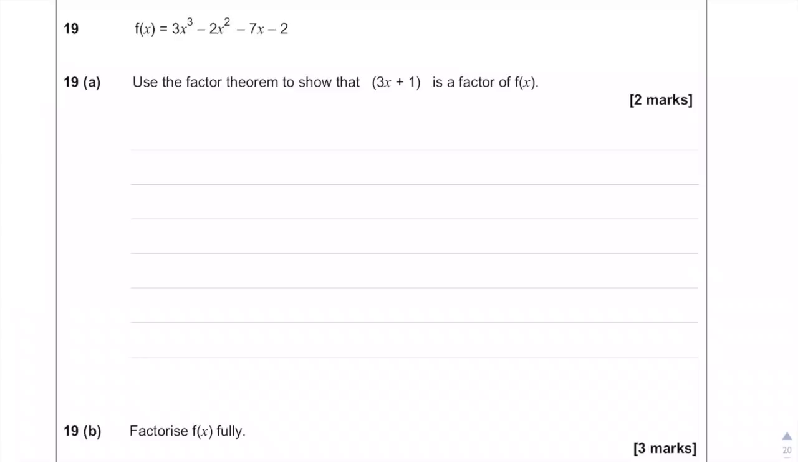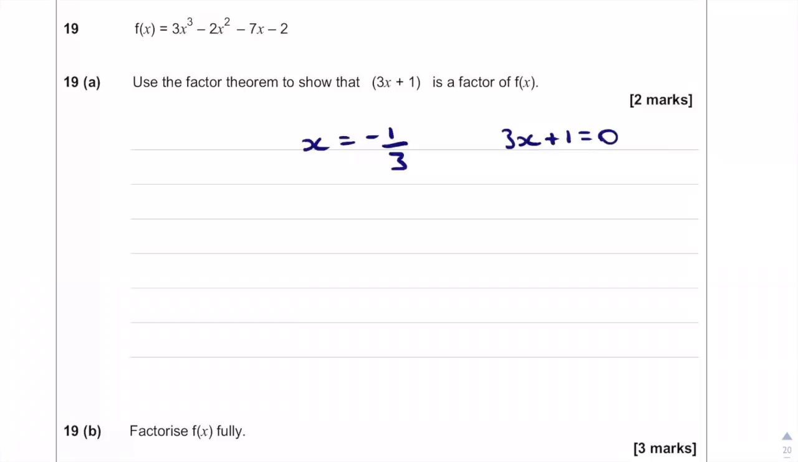Question 19, f of x is equal to 3x cubed minus 2x squared minus 7x minus 2. Part A says use the factor theorem to show that 3x plus 1 is a factor of f of x. To show that 3x plus 1 is a factor, we say that a solution of the equation will be x equals minus 1/3. Because we're basically saying that 3x plus 1 is equal to 0, and then we're solving for x. And then what we do is we can substitute this value of x into our equation for f of x.